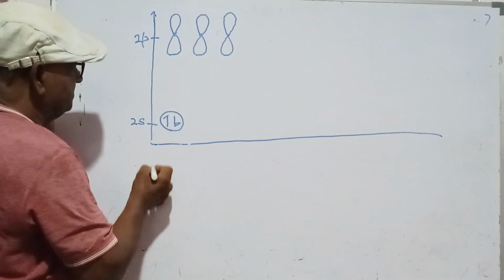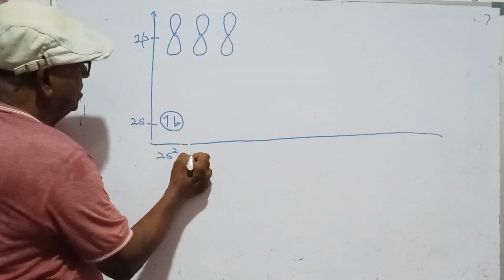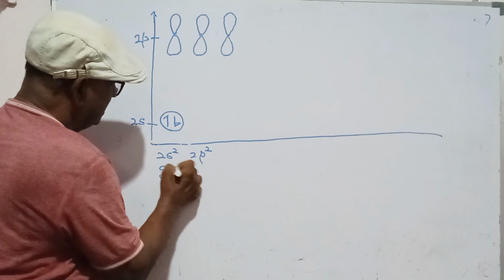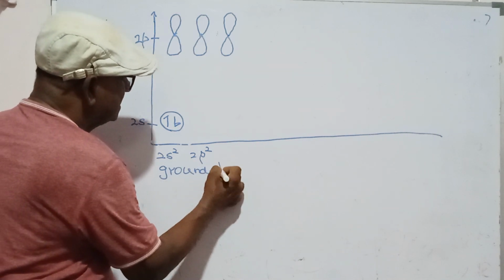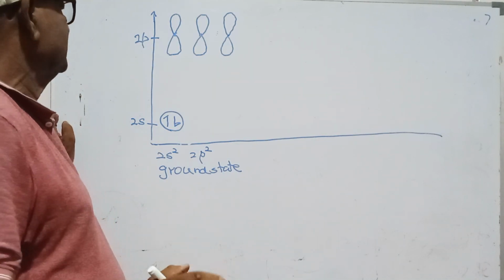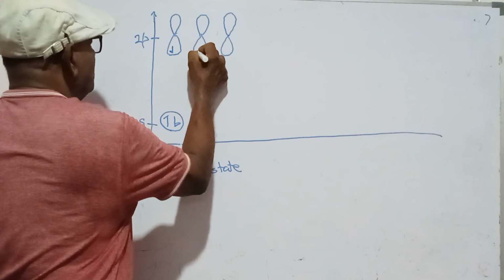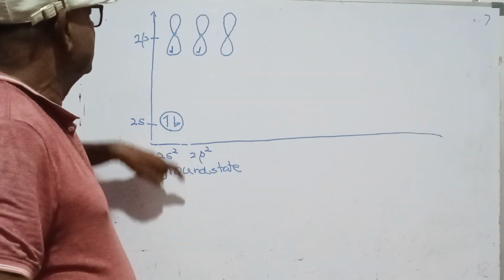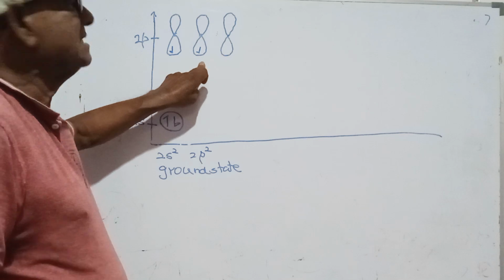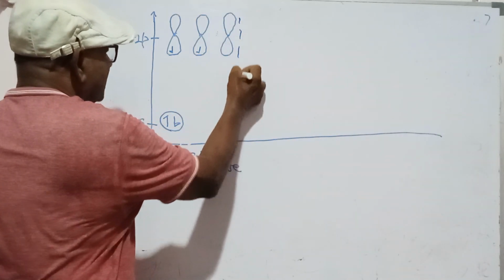Then what is the configuration? 2s2, 2p2. It is the ground state. Do you remember the ground state? The carbon atom is at rest. At the ground state, of the three p orbitals, only two have one electron each, and one is empty. This is the ground state configuration.